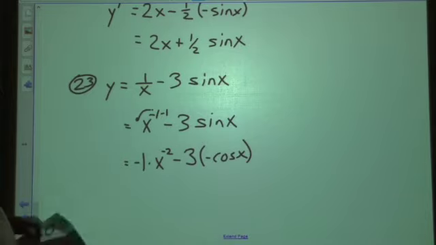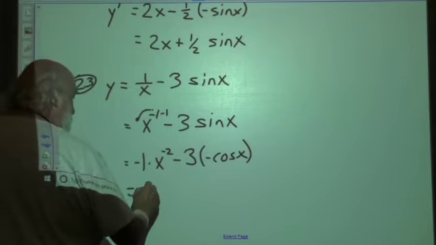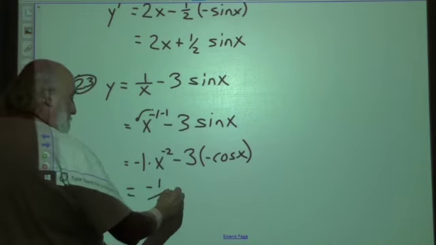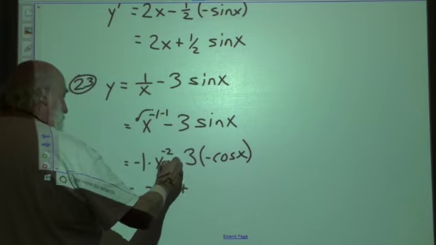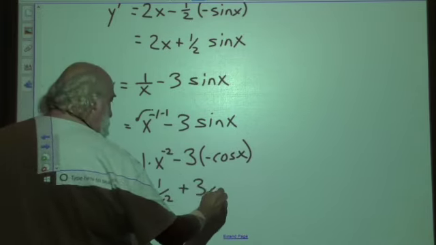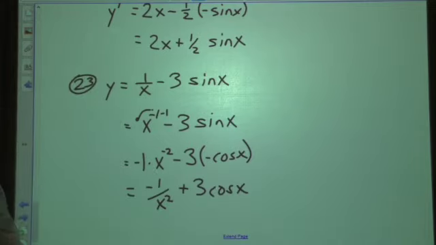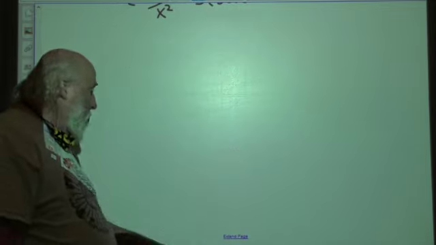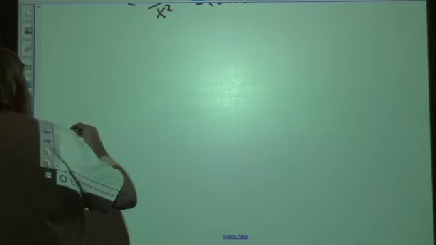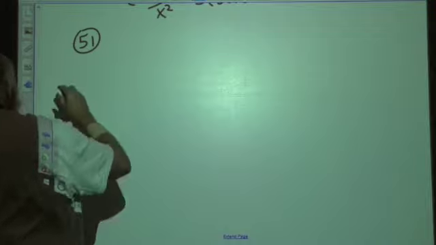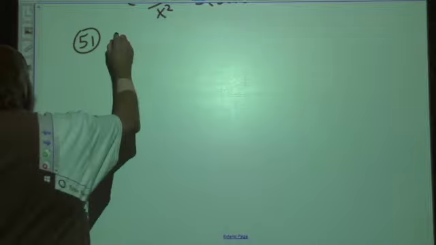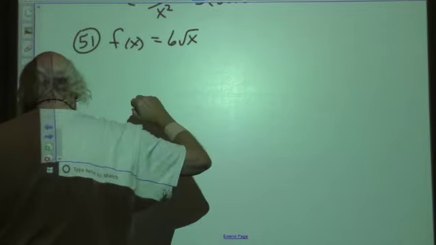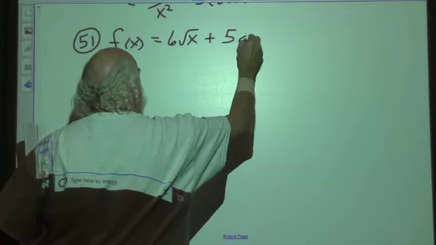So when the smoke clears, we get negative 1 over x squared. Get rid of the negative exponent. Plus, because negative times a negative is a positive, 3 cosine x. There you have that. Very simple. And finally, we're going to jump over to problem number 51 on page 116. This has the function of x is equal to 6 times the square root of x plus 5 times the cosine of x.